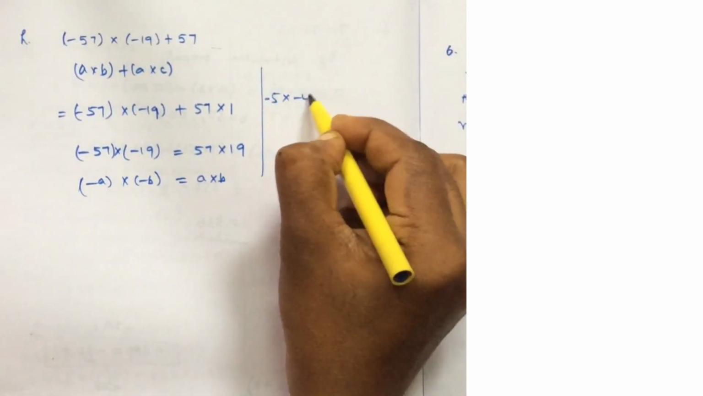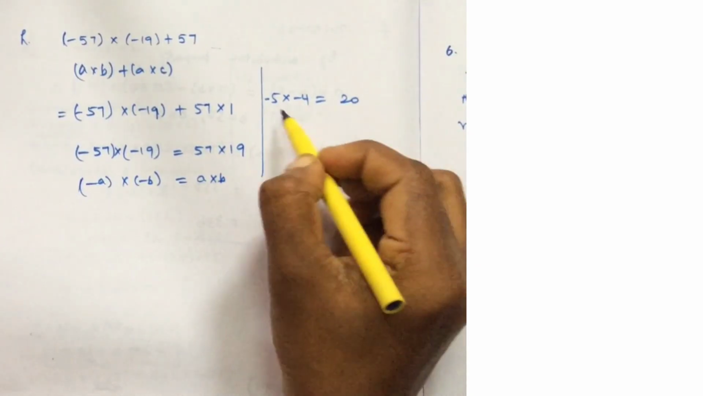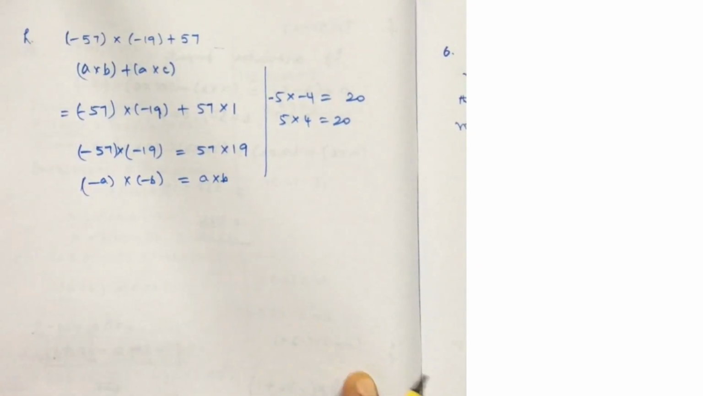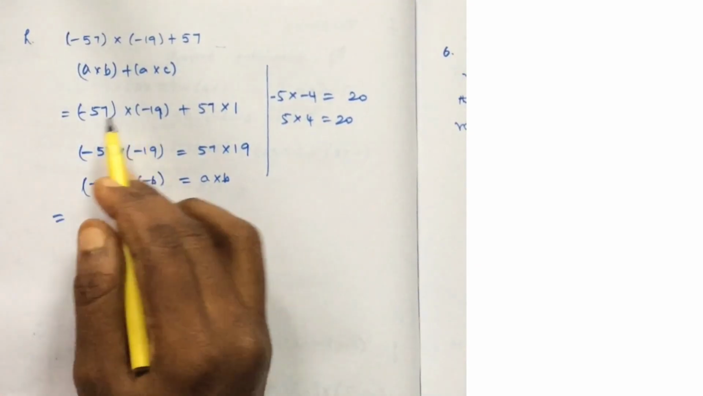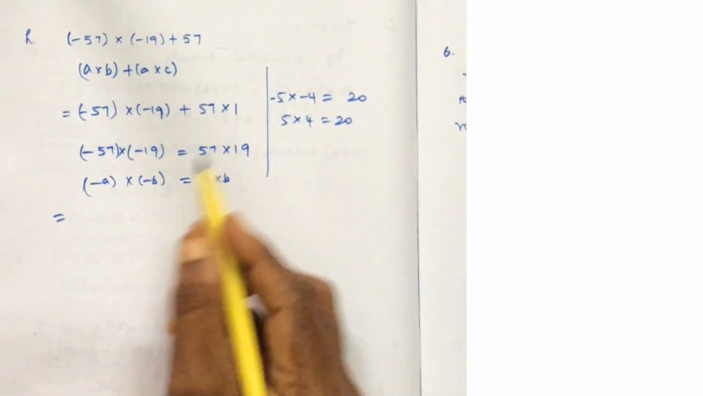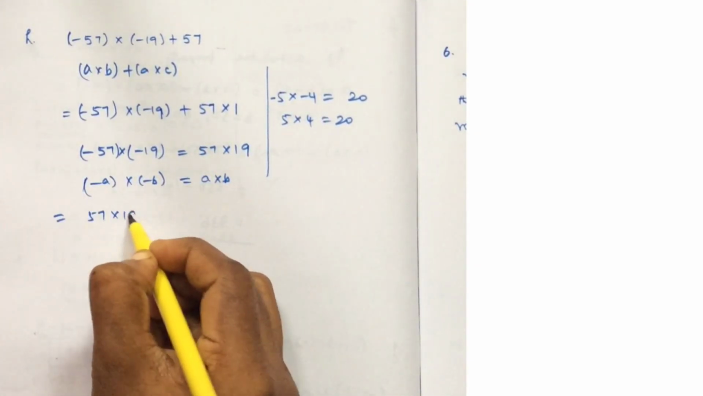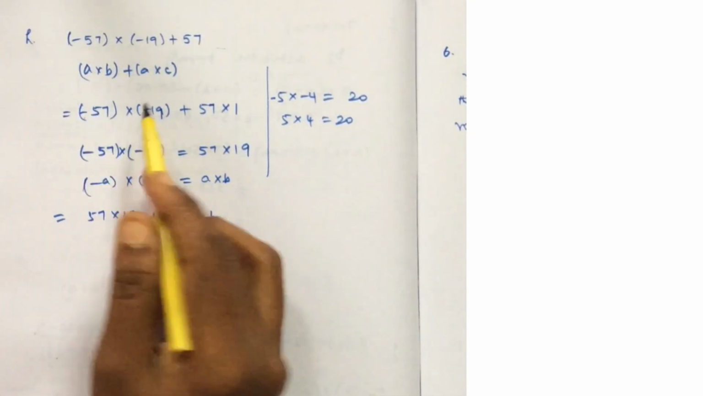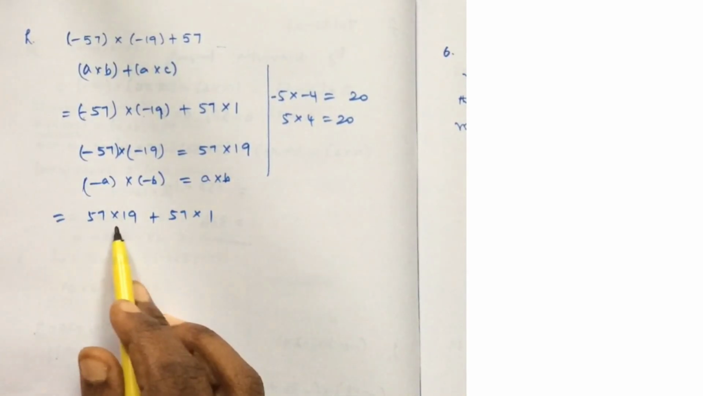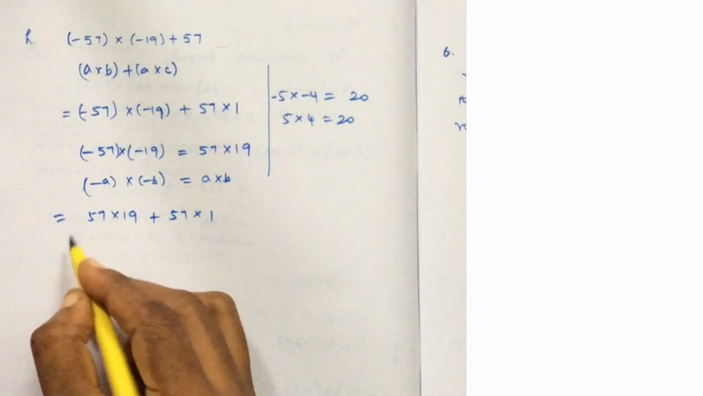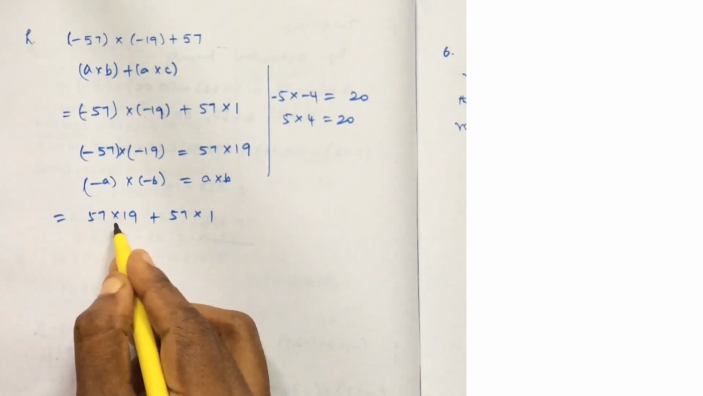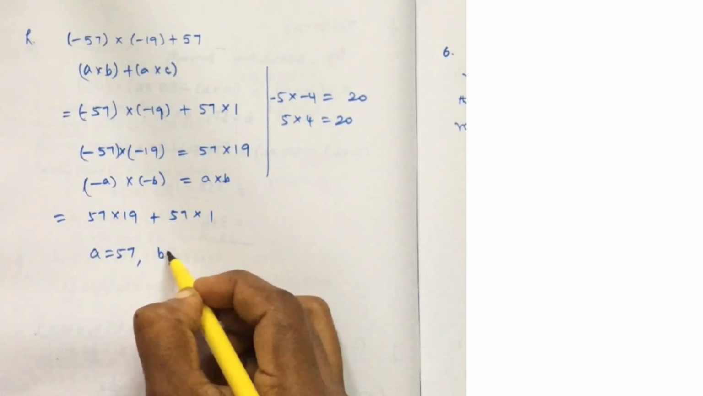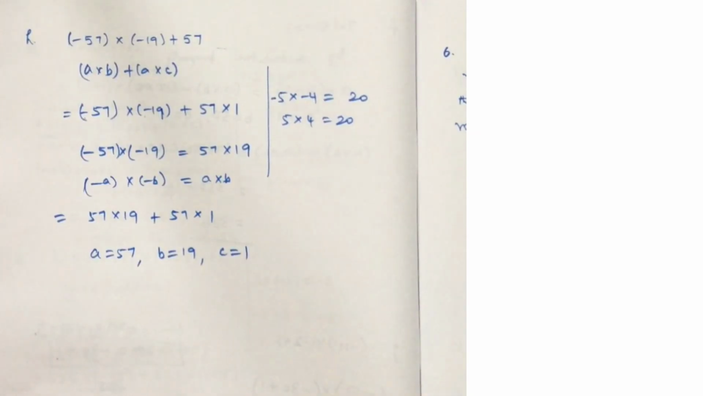You can do some example. Minus 5 multiplied by minus 4: 5 fours are 20, minus into minus is plus, which is the same as 5 multiplied by 4. So instead of minus into minus, I write 57 multiplied by 19 plus 57 multiplied by 1. Okay, this minus into minus becomes plus. So it is equal to 57 multiplied by 19. Now we can see it is in the form of a multiplied by b plus a multiplied by c. So a is 57, b is 19 and c is 1.